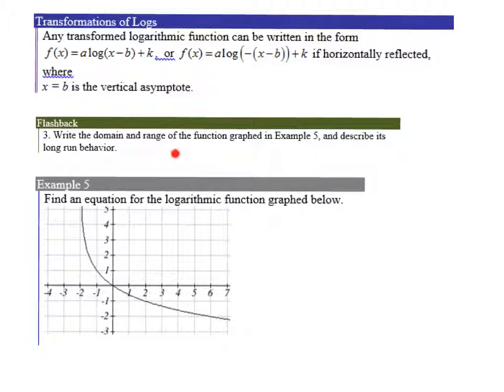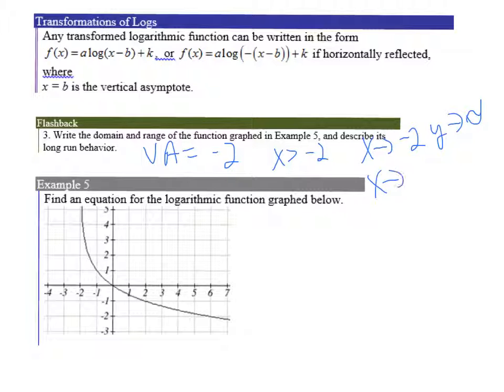Now, before we do this, we should take a look at this graph and talk about the domain and range. That will help us solve this. So I'm seeing a vertical asymptote happening at -2. And so that means the domain is x has to be greater than -2. And I see the range: as x approaches -2, y goes up to infinity, and as x goes out to infinity, y heads to -infinity.